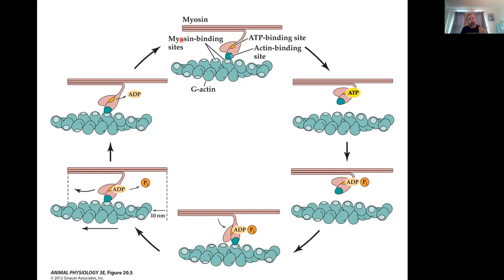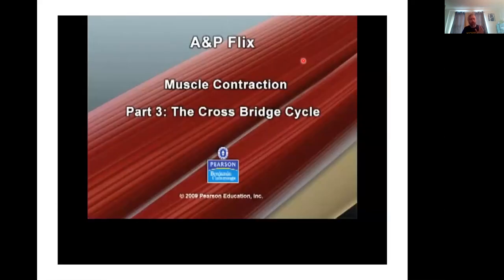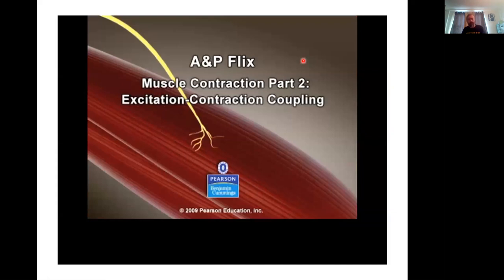When we want to go back to rest, we have to take our ATP and stick it back onto our myosin head, pull it back away and hold it away, in order for this to happen. Now, like I said, I'm going to post videos of both the cross bridge cycle and excitation contraction coupling so you can watch them at your leisure. Those will go up on Canvas shortly after this video goes live.